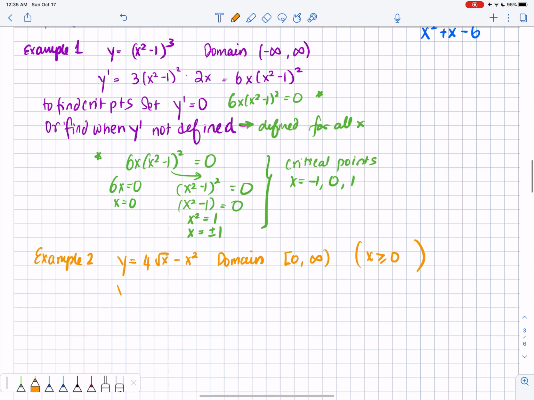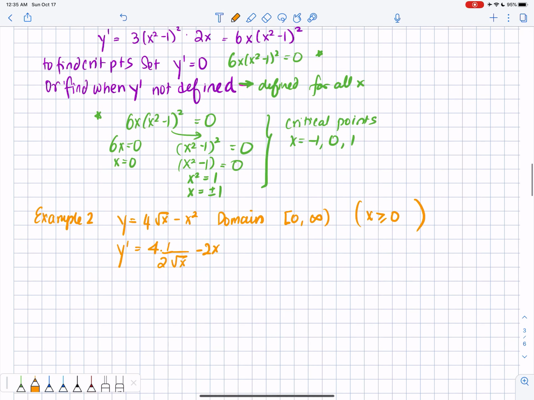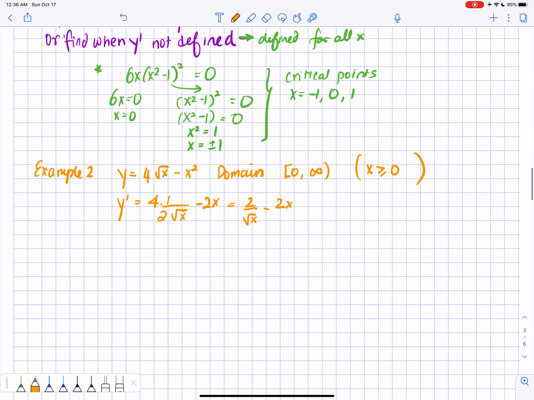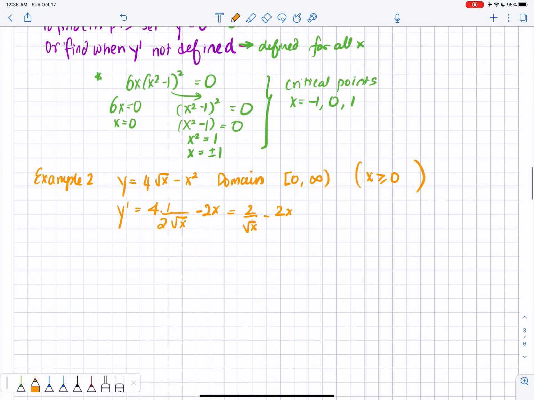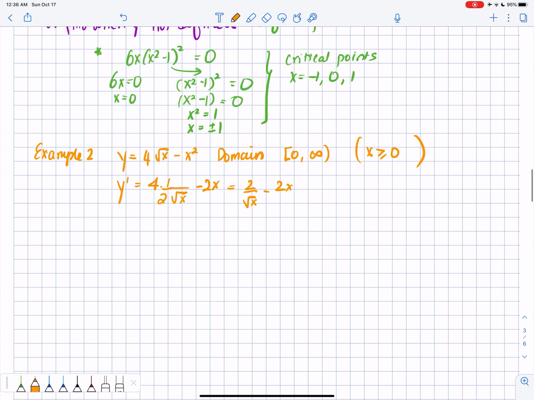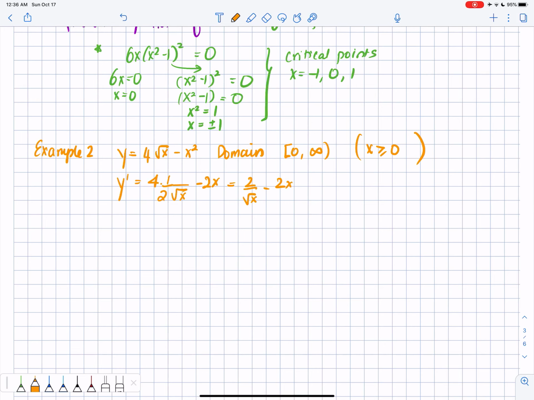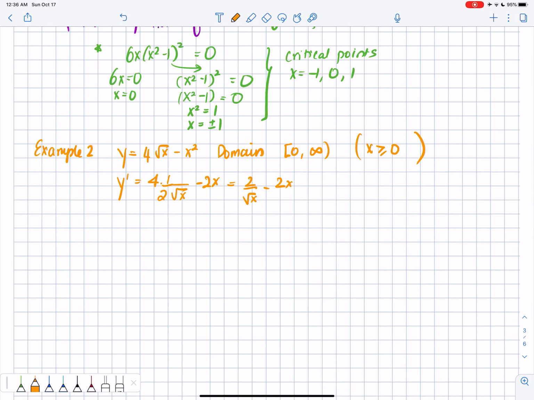So for that, first we need to differentiate. So x to the 1/2, it'll be 1/2 x to the negative 1/2 minus 2x. Okay, so what is it? 2 over square root x minus 2x. Okay, so what are the critical points? The critical points are interior points where y prime is 0 or undefined. So let's take a look.